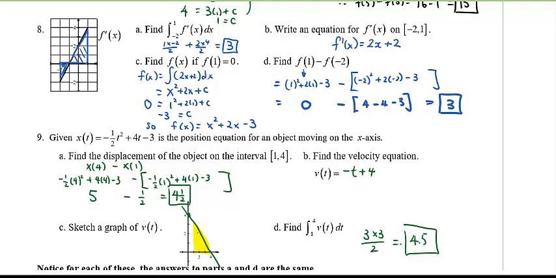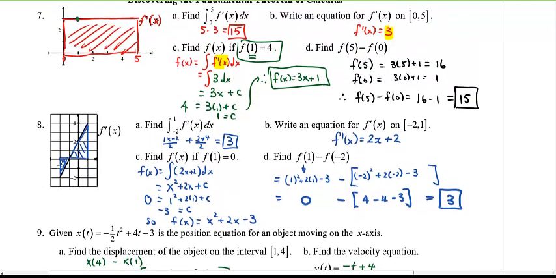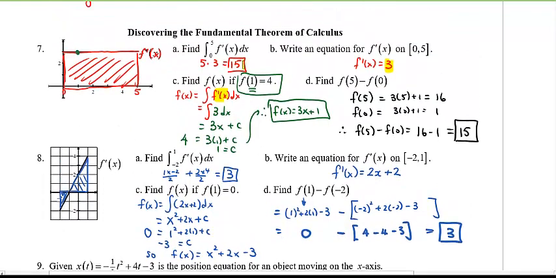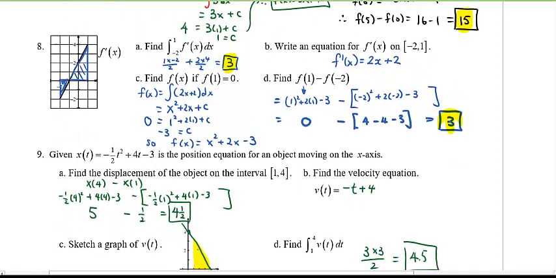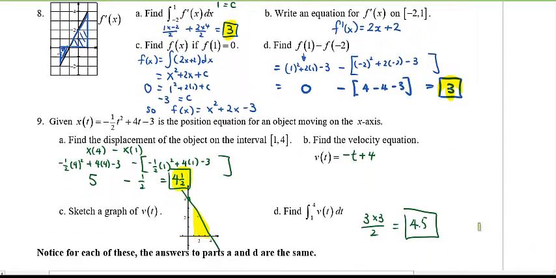Do you notice anything about the answers to A and D? Parts A and D? Part A, Part D. Yes, they are the same. Now, don't just look at the answer. Look at the actual question and see what connection you can now make.